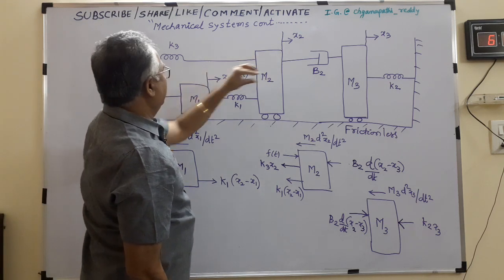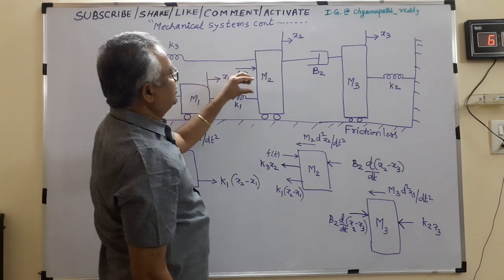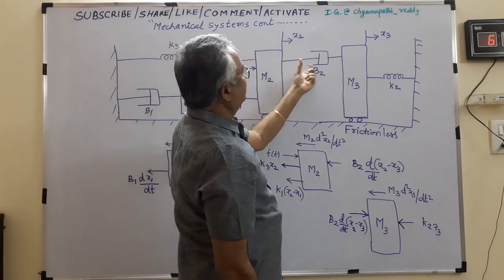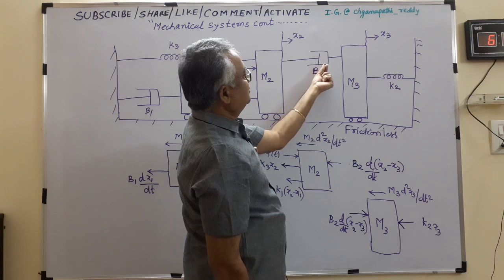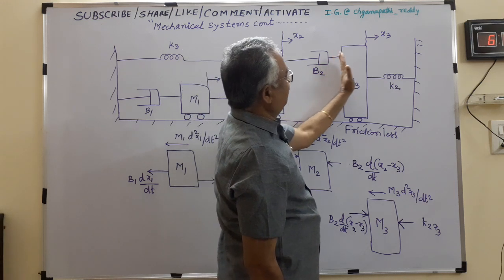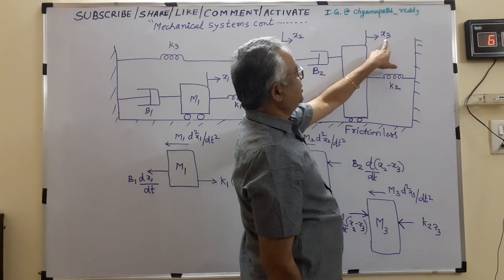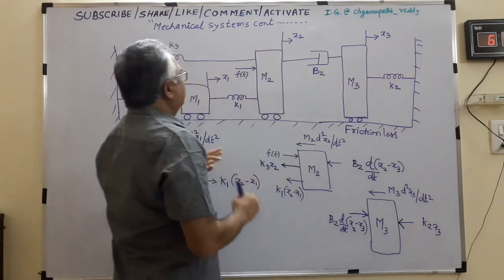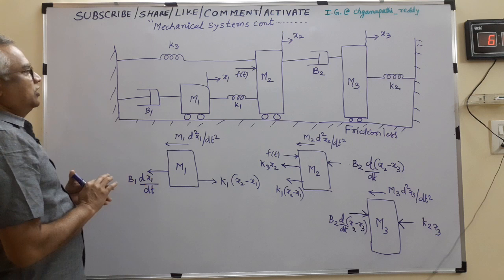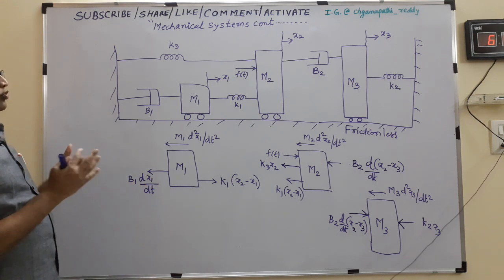So when force is applied, M1 is also moving this side, and here the piston is compressing. Then again M3 will move this side, so this spring is also compressing, with a displacement of x3. So just have an overall idea of how the forces are acting.